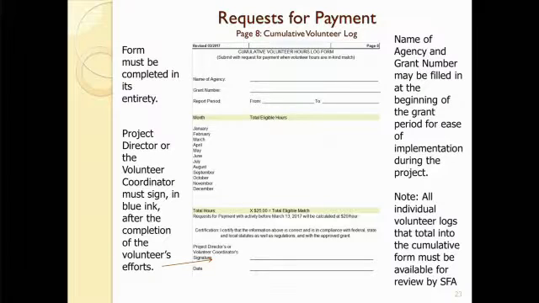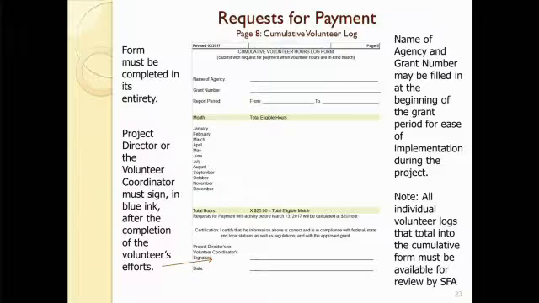This is the cumulative volunteer log. You're going to complete the individual volunteer log and then put the totals on this form, submitting with the RFP. Form must be completed in its entirety. Project director or the volunteer coordinator must sign in blue ink after the completion of the volunteer efforts at the bottom of the form. The name of the agency and the grant number may be filled in at the beginning of the grant period for ease of implementation during the project.